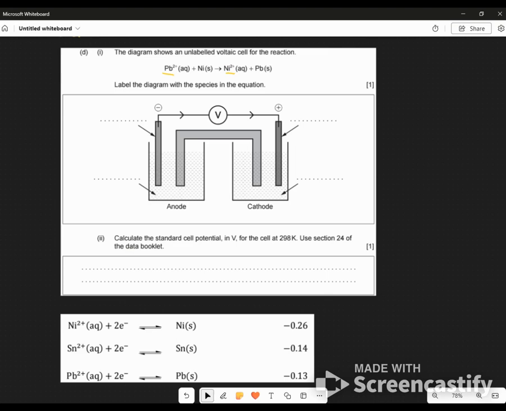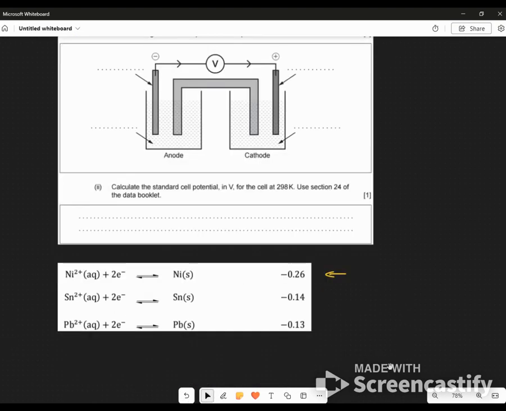And we come down to here. Oops, I'm writing on something wrong. I'm not writing on my tracker pad. Okay, here we go. Excuse me. Right, here we go. Right, so there's nickel and there's lead. Let's move this up a bit.